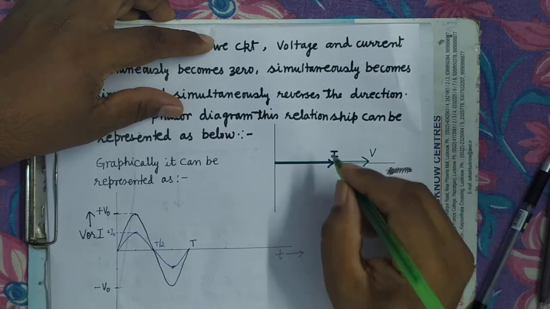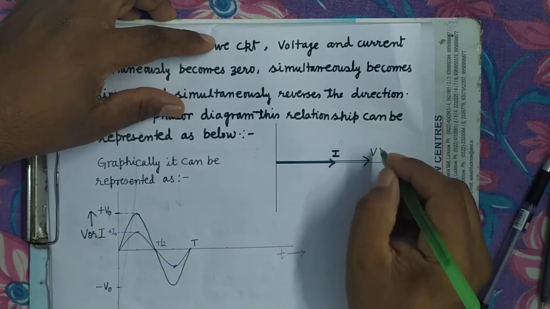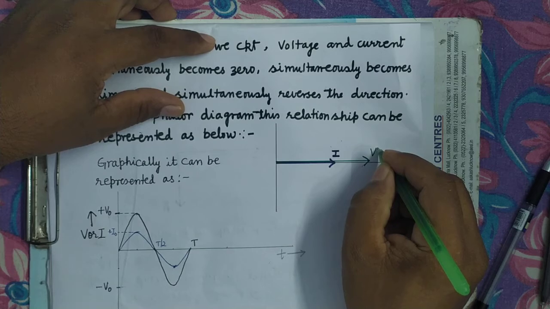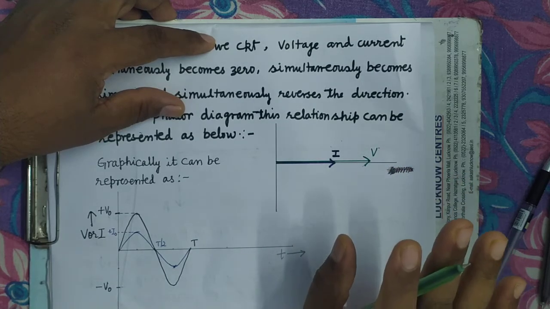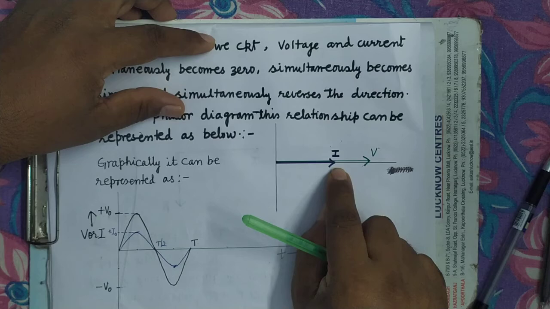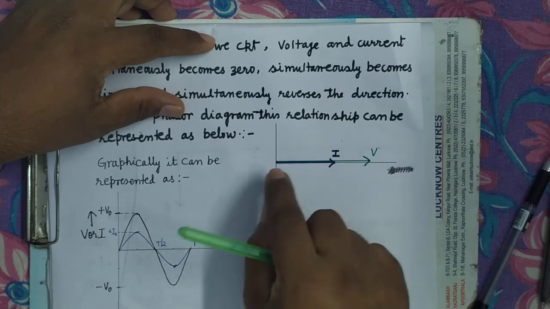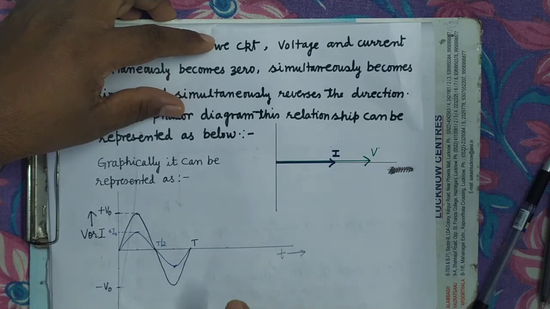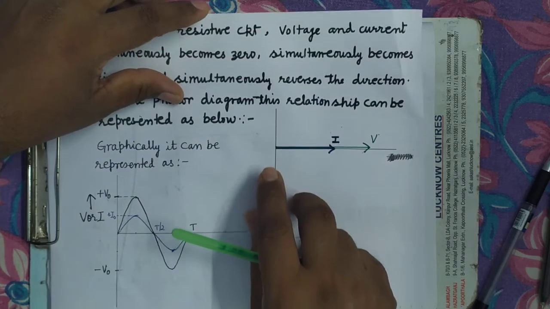You may take the phasor of the current longer and the phasor of the voltage smaller. That is also possible. It's clear that the length of the current phasor is longer and the voltage phasor is shorter in length. Now how will you represent this with the help of a graph, graphically, in terms of the sine graph?